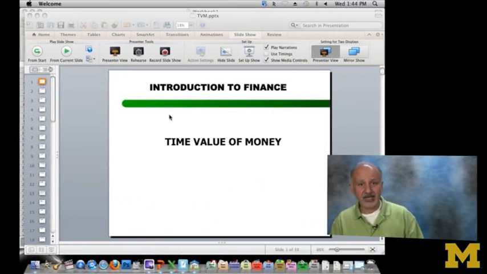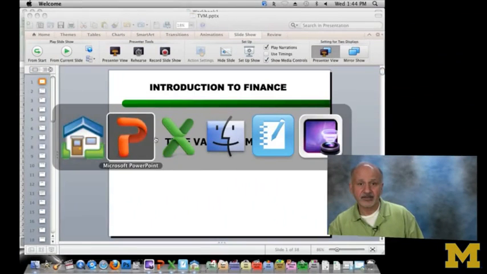Suppose your grandfather or great-grandfather had invested 100 bucks 100 years ago in the stock market versus a bond. That's the kind of context. How much money would you have today? Clearly, you cannot do this problem easily in your head.